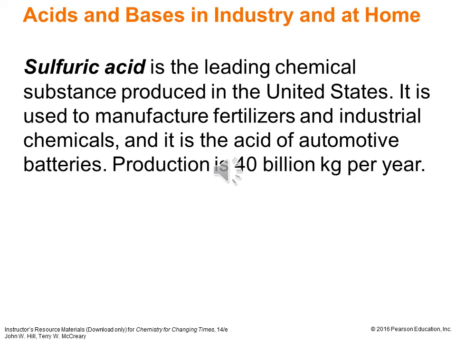It's used to manufacture fertilizers and industrial chemicals. It's used, as I said before, in automotive batteries. For those of us who have conventional cars, they have lead acid batteries that use sulfuric acid. We make about 40 billion kilograms per year of sulfuric acid, so it is a very important substance. It can be dangerous if it's not used appropriately, but it's a very useful substance in all those different areas because it's a strong acid that does very predictable and very valuable chemistry.